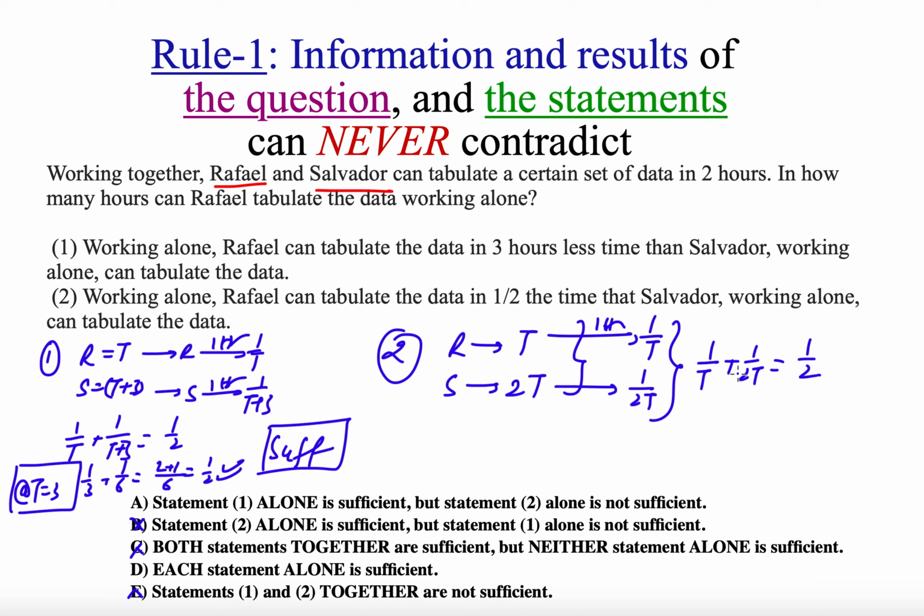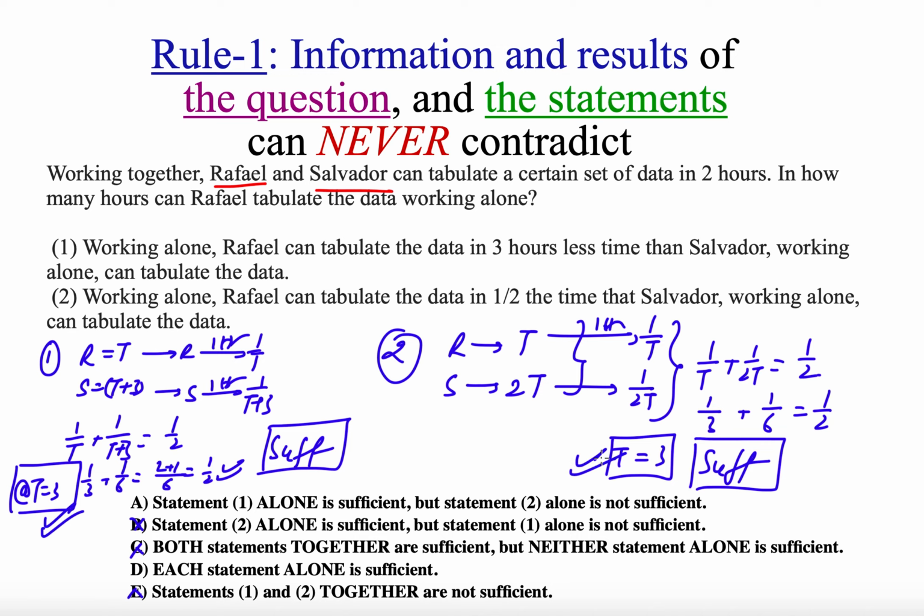Now we once again need to simplify this, and we know that if we substitute t equal to 3, we will have this value which is equal to 1 upon 2, that means t is equal to 3. So the second statement alone as well is sufficient to answer the question, and it's also an official question of 700 difficulty level. You see the same values of t. So even though the information has been given in different formats, the answer will always and always be in sync with each other. So the information of the question and the information of the statement can never ever contradict.